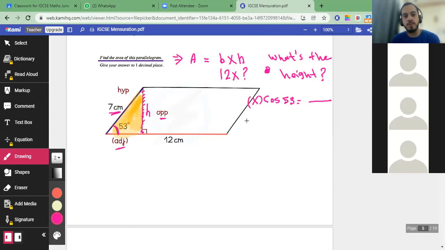No need for cosine. So I will use sine 53. Why not cosine? Isn't it SOHCAHTOA, so it's CAH? I want the opposite side, that's what is unknown. SOHCAHTOA, yes.